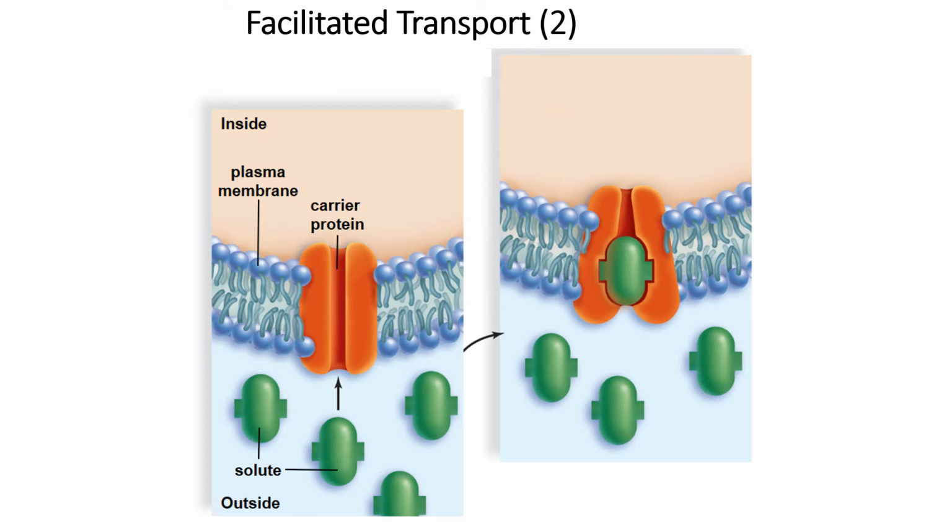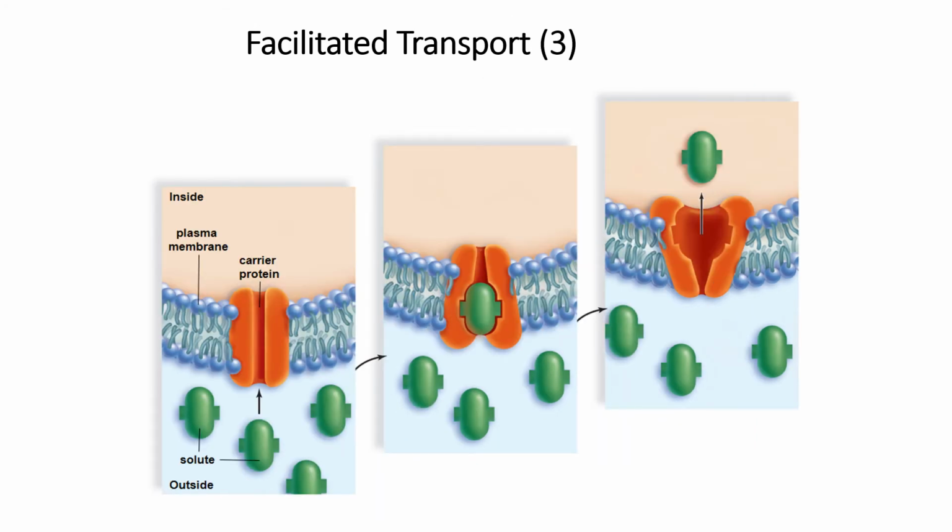So when I was explaining carrier proteins, I said they were a little bit more interactive. So they will physically bind to their cargo and move it into the cell. And so you can see that happening here. But again, this direction of movement is driven by diffusion, so no ATP, no energy is required.